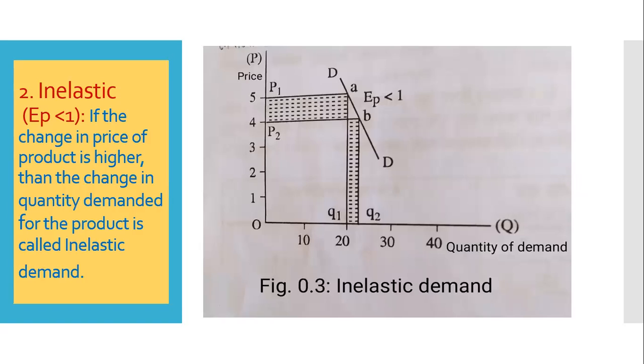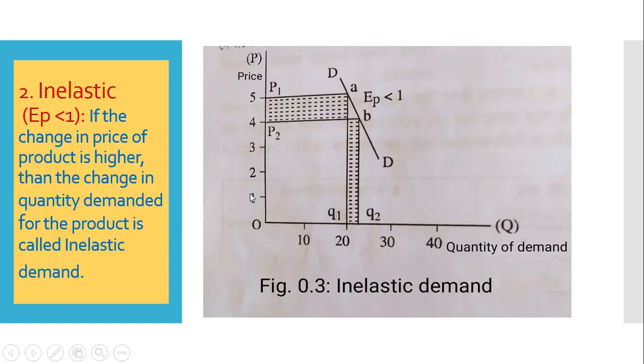Now let us see inelastic demand. For inelastic demand, if the change in price of a product is higher than the change in quantity demanded for the product, it is called inelastic demand. That means the price of the product is changing more than the quantity demanded. Here we see the distance: price is changing more than the quantity demanded. Here price increases from 4 to 5, but quantity demanded decreases only from 22 to 20. That is, quantity demanded is responding less to price change.